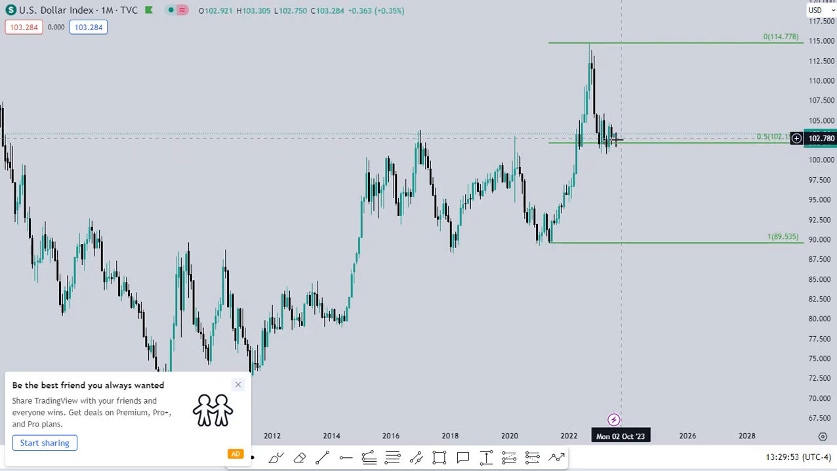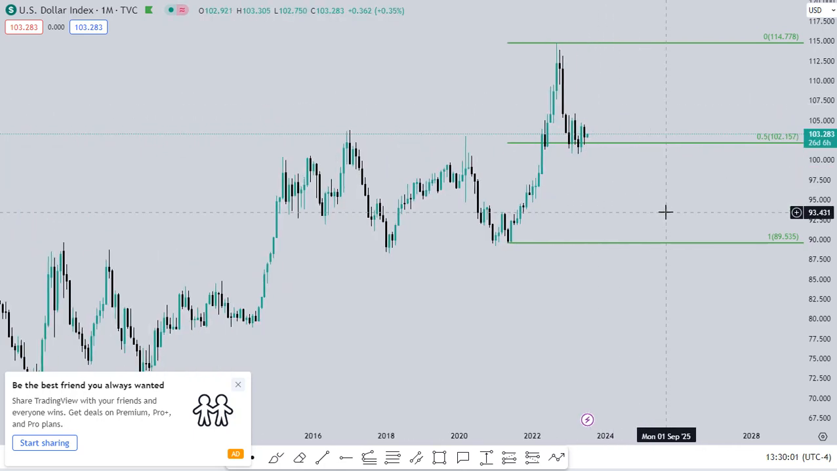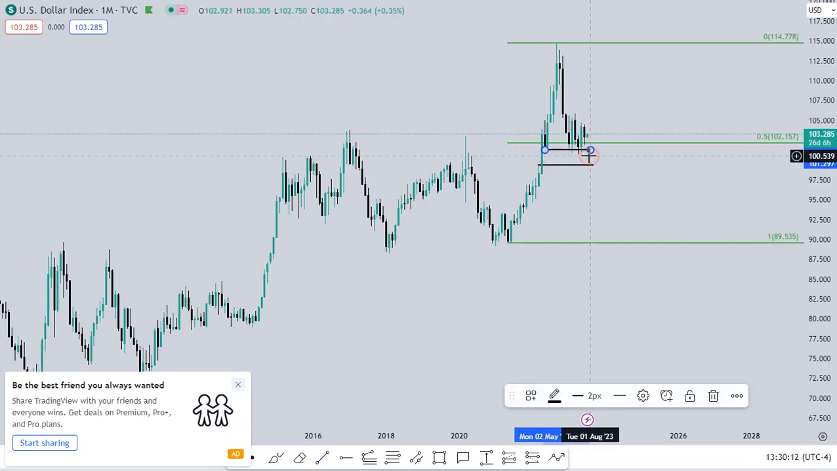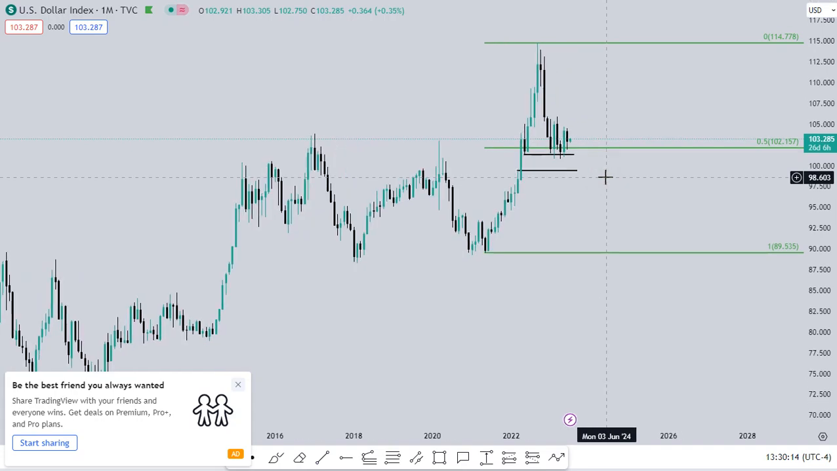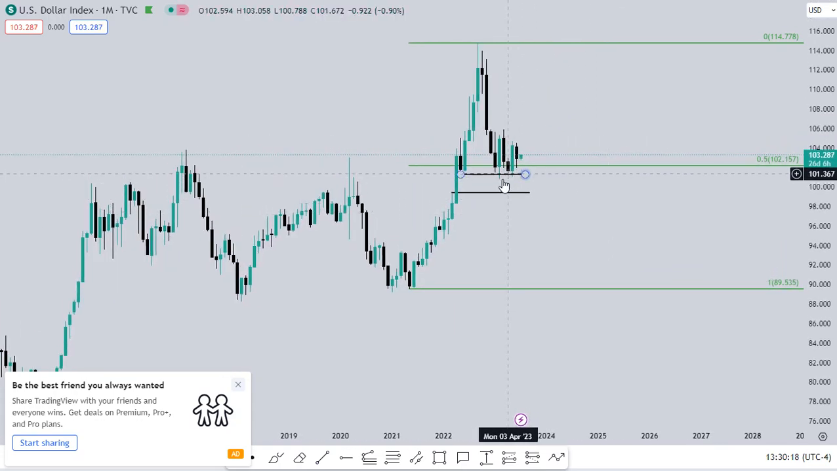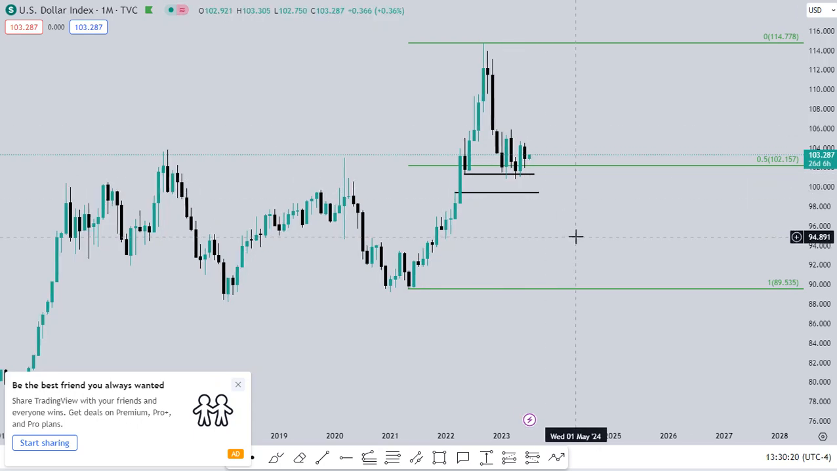So what I expect is this level holds price and causes the price to go higher and fill this inefficiency on the monthly time frame. Beside this equilibrium, we have this monthly fair value gap from this low to the high. Price has tagged twice into this level and got rejected to the upside.